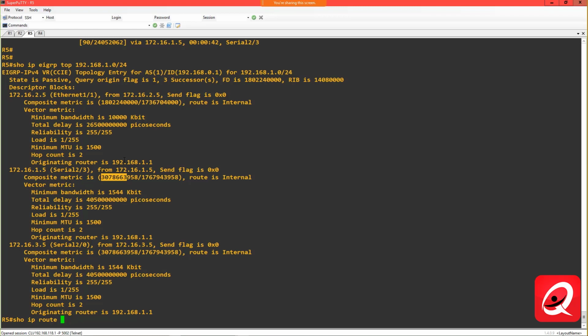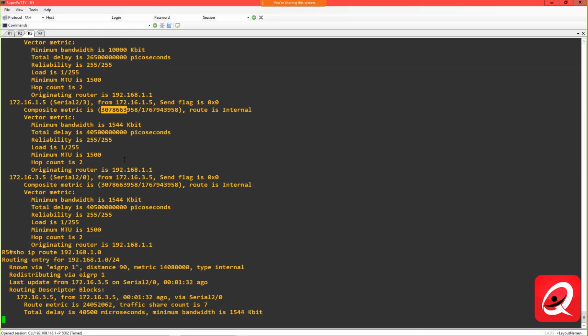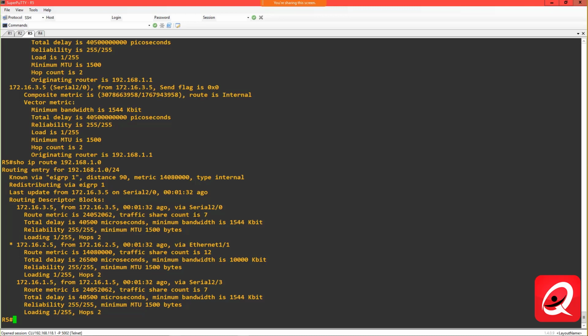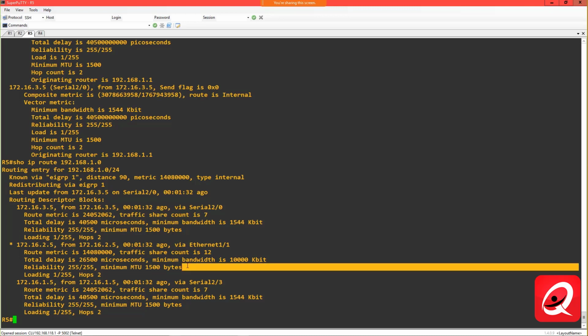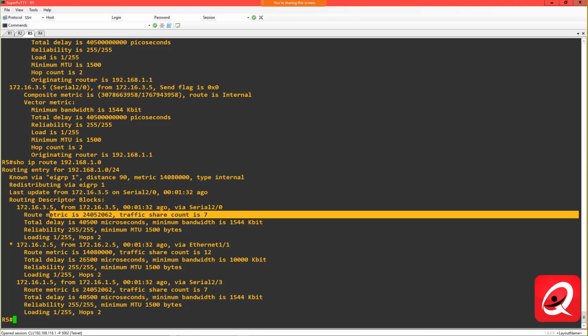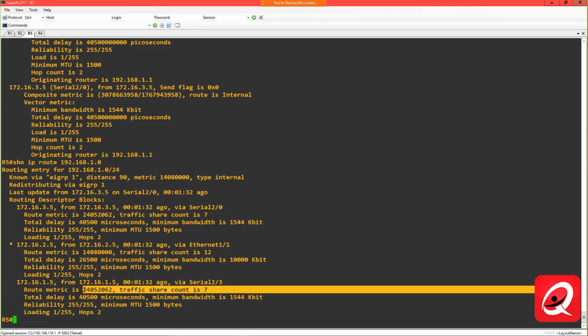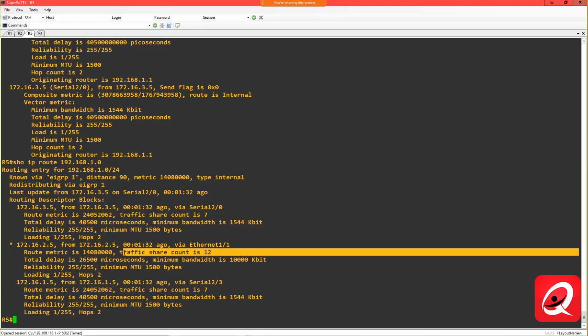And if I do a show IP route 192.168.1.0, you can see that the traffic share count between these interfaces is not the same either. The 2 interfaces that have the same metric have a traffic share count of 7, and the traffic share count for the faster interface is 12. That's not exactly like, for every 12 packets on this interface, I send 7 packets on this interface. But it's basically the loading conditions that we're going to apply to those particular interfaces. Keep in mind, again, Cisco Express Forwarding is really going to do the load balancing per flow.